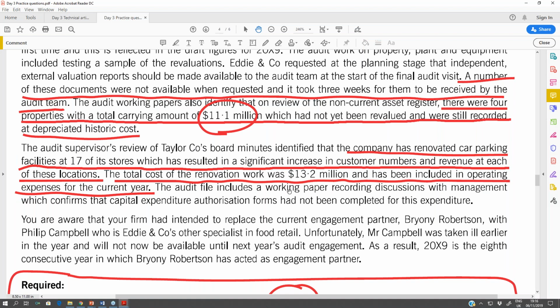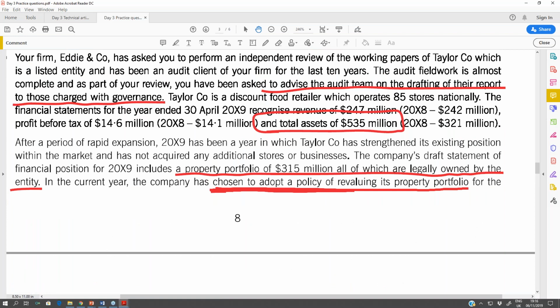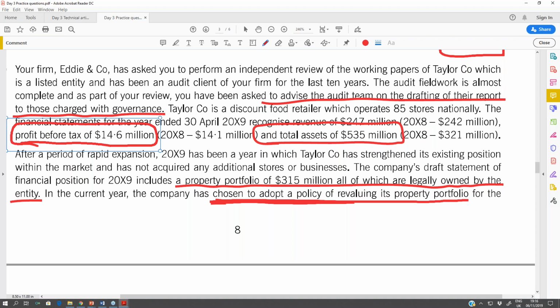So we should find the materiality towards profit. It has been recognized as an expense. So how much is 13.2 million as a percentage of profit before tax? Because it has been recognized as an expense, it is 90.41%. So that's quite significant, right? That means your profit can increase by $13.2 million if you recognize this as a capital expenditure. So currently your profit is understated by $13.2 million, or by 90%. That's quite a significant misstatement to be reported to management.